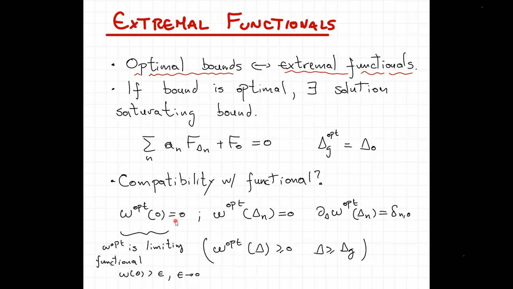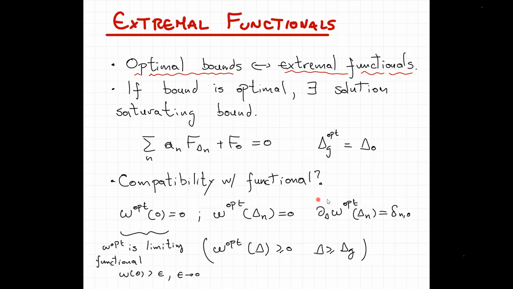This is slightly subtle, but basically the optimal functional you should think of as a limiting functional. At any step in the limit, you are demanding that the functional should be strictly positive with some epsilon, and then you are taking epsilon to zero. So the optimal functional, the asymptotic functional, will actually kill the identity. If these properties are true, then you still demand that it's non-negative everywhere above the gap, so it's still a good functional, but it's compatible with this equation, because if you just apply the functional to this equation, it will kill the identity, it will kill these guys, so you'll just get zero equals zero.